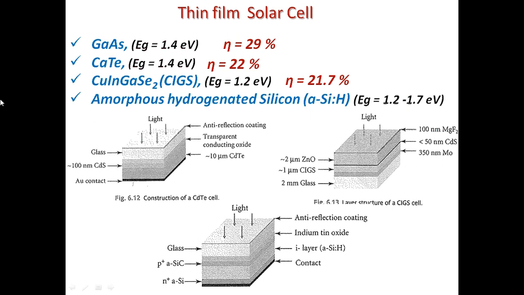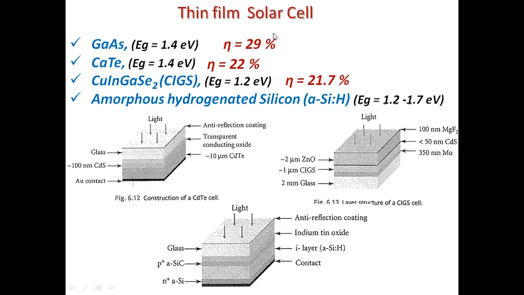Okay. So thin films of gallium arsenide and cadmium telluride are already available. Then there's CIGS, which has a band gap of 1.2 and, produced in thin films, can reach an efficiency of 21.7.